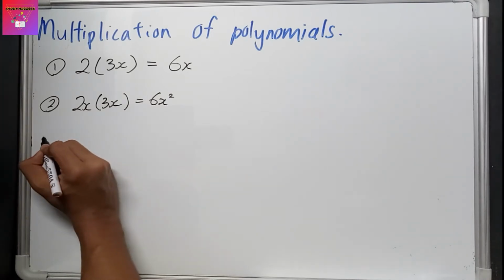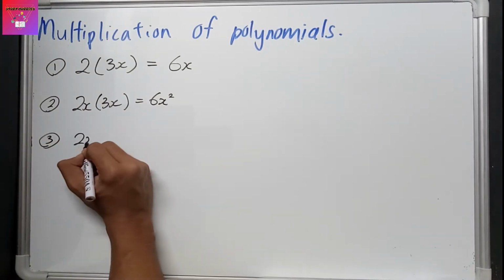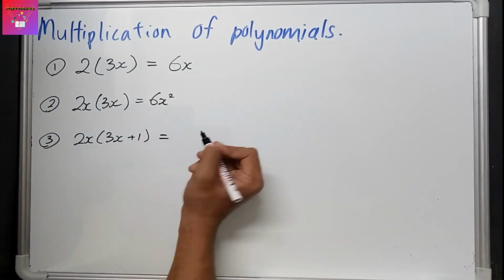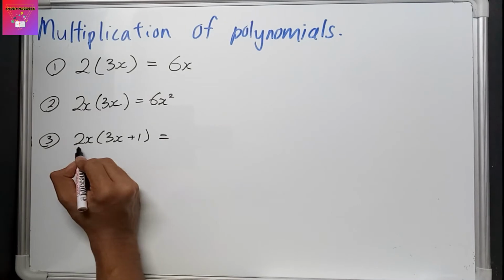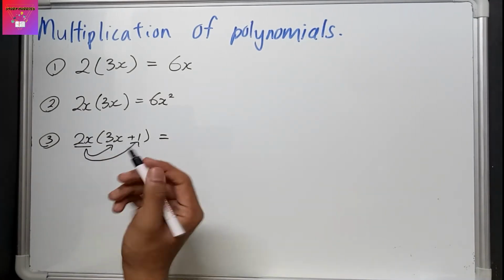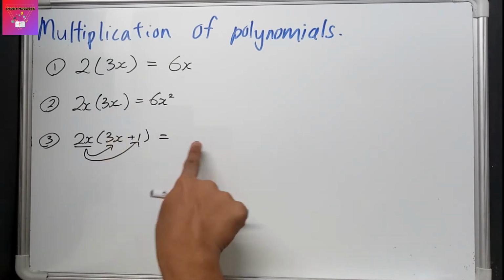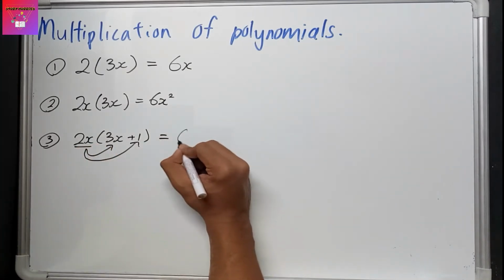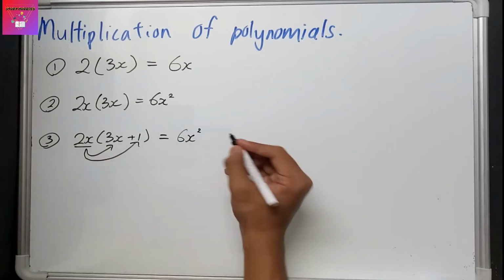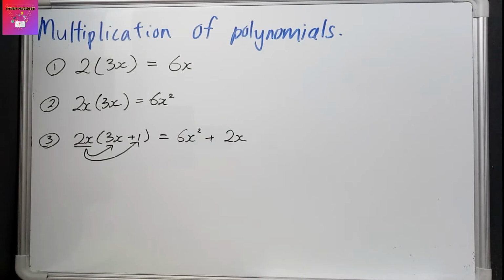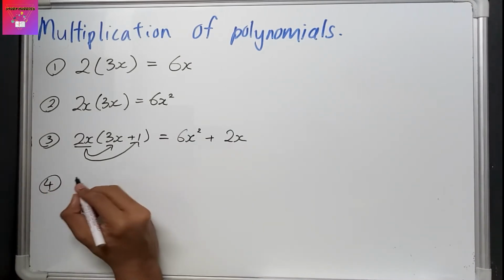Next example, let's say we have 2x times (3x plus 1). How do we solve this? We have to multiply 2x with the numbers one by one, with both the numbers present here. If there were 3 numbers here, we would have to multiply with all 3 numbers. So 2x times 3x, we get 6x squared, and 2x times 1 is so obvious, we get 2x.